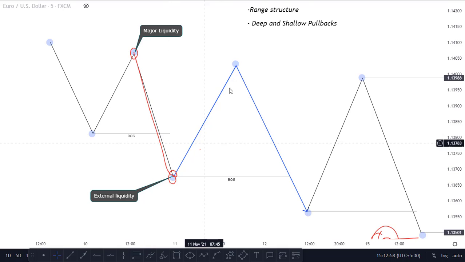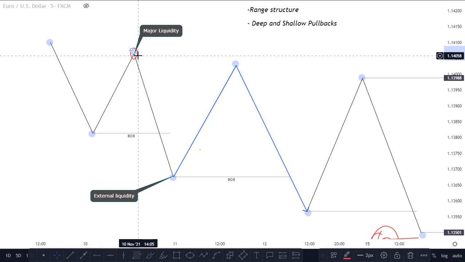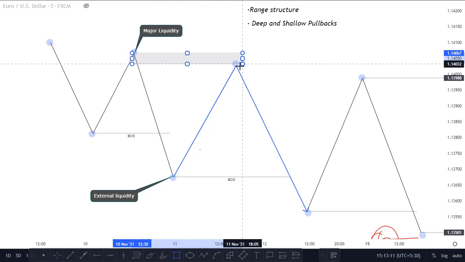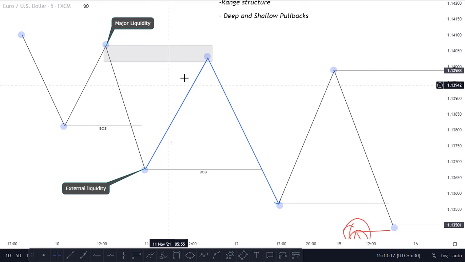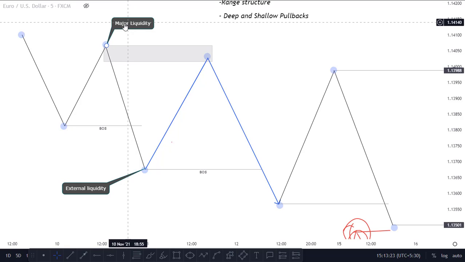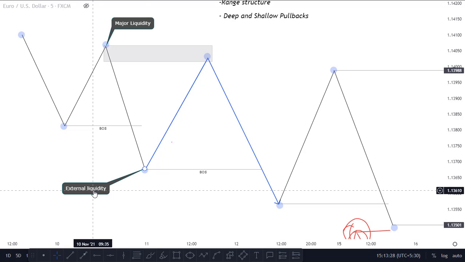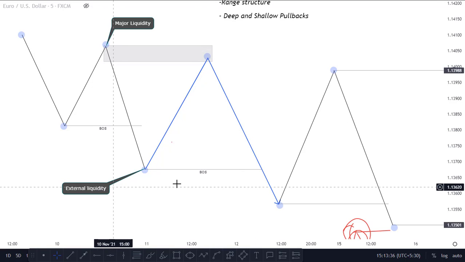As the market is creating a pullback, we don't expect the market to take out major liquidity. We always believe the market will respect this major liquidity, right? So this is external liquidity. As the market is creating this pullback, it will respect major liquidity, but external liquidity is always the target. The market will be moving down to target this external liquidity.